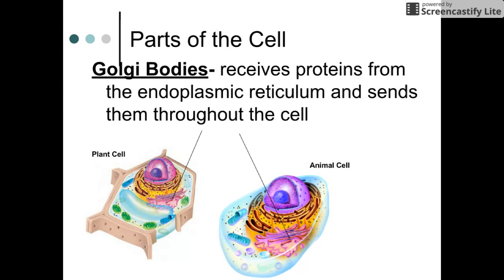Golgi bodies are something else that are in both plant and animal cells. These are kind of like the postal service. They receive the proteins from the endoplasmic reticulum, they package them the way they need to be, and then they send them on throughout the cell to the locations where they need to go. And again, both a plant cell and an animal cell has Golgi bodies.